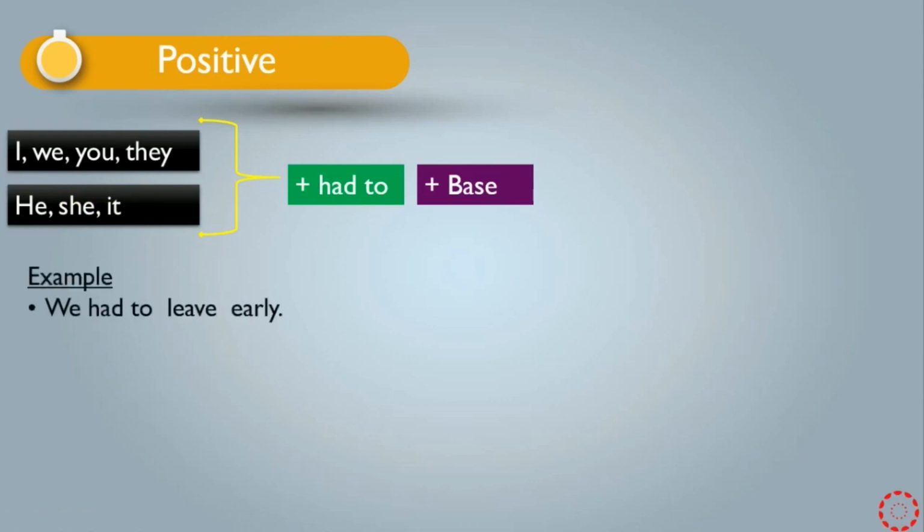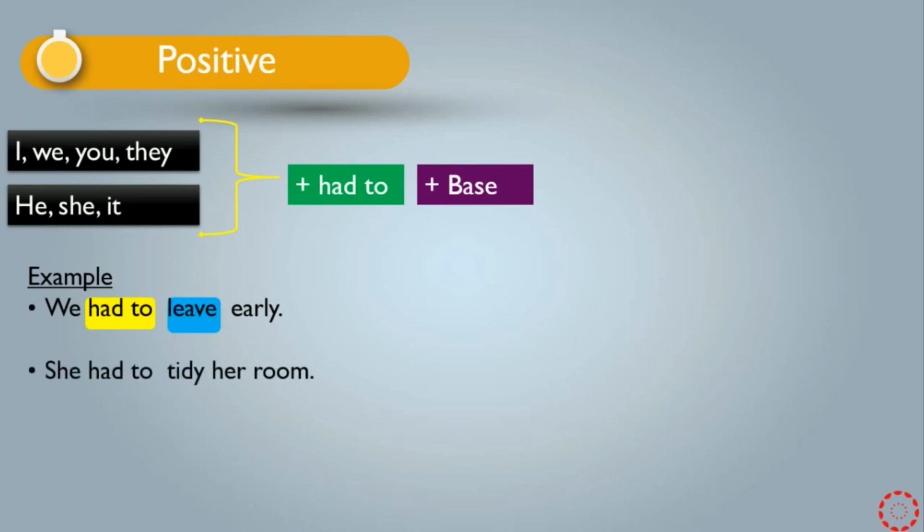For example, we had to leave early. This sentence is in past, so the speaker is speaking about the past. So the speaker said we had to leave early, so it's not present. Why do we use had to? Because we have the subject, and also leave, it should be base.